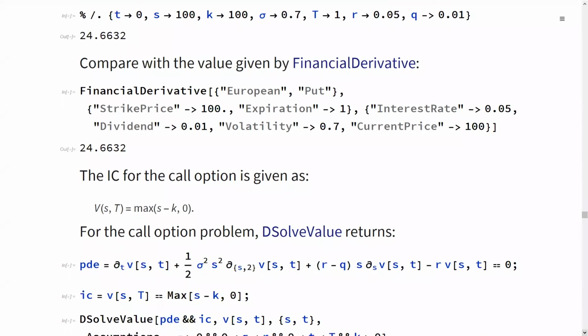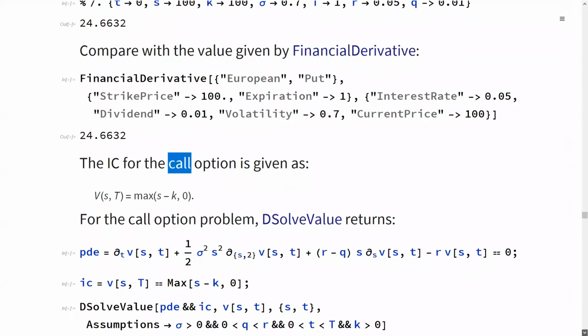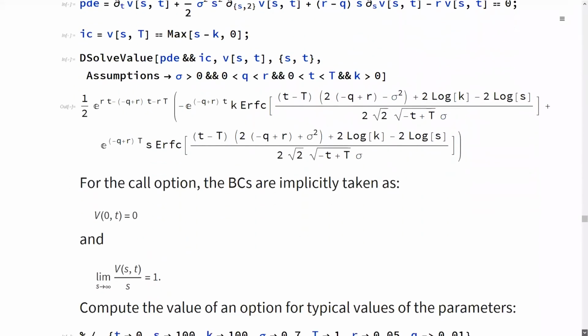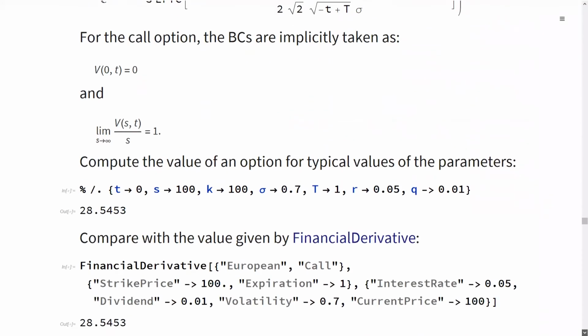Now, if we repeat the same for the call option this time, we get this solution. If we compute the value for typical values of parameters again and compare with the result from the financial derivative, we see that the results are the same.